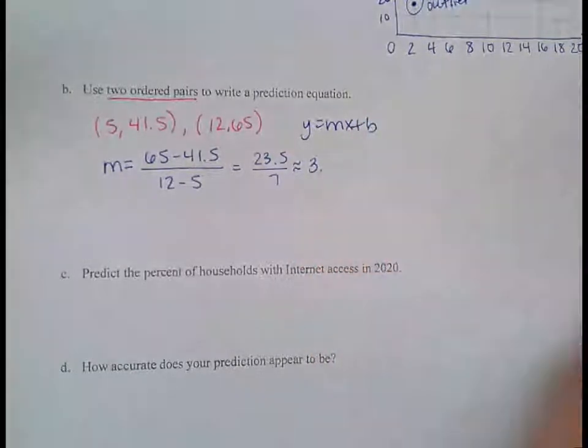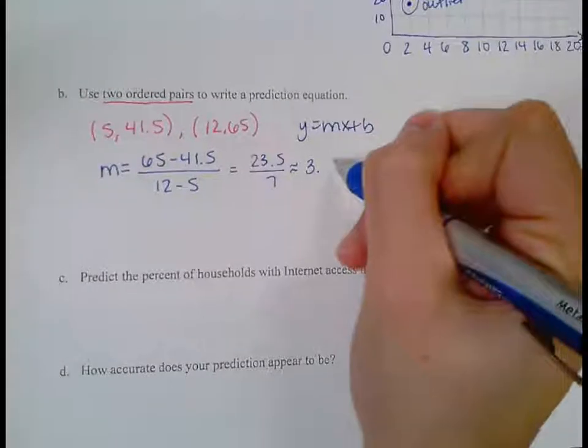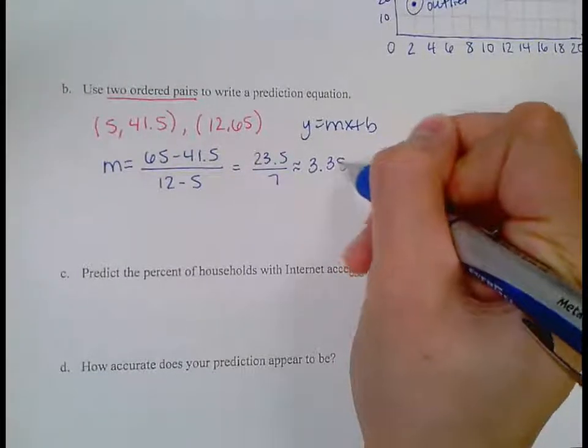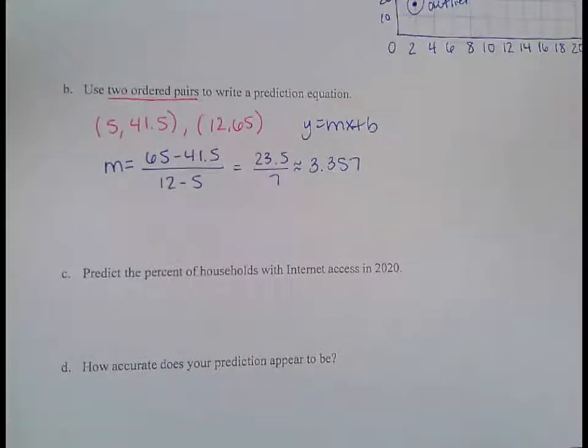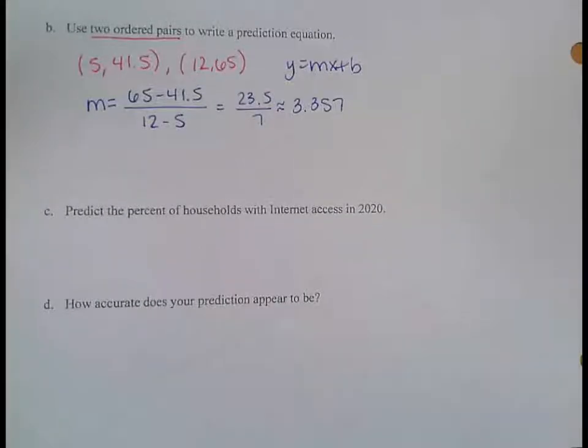So I'm going to round it to 3 decimal places, so mine's approximately 3.357. Okay, so these are definitely equations that don't always have nice whole numbers in them. They can look pretty messy.